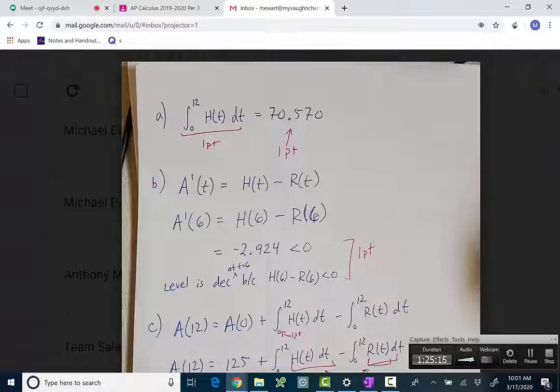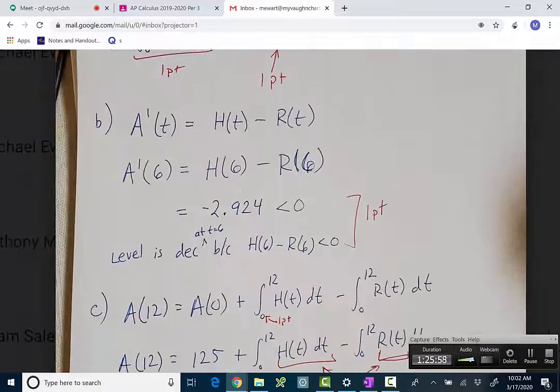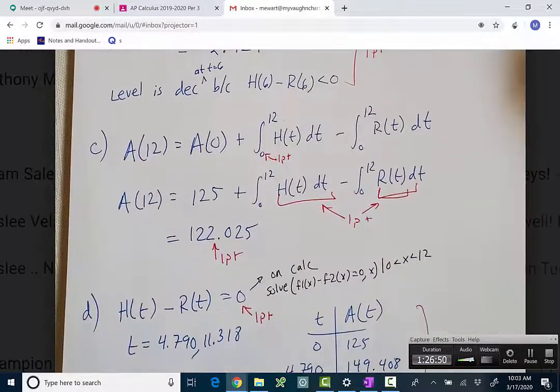Okay, second question. The first one was just the integral, right? So we just did the integral because it just wanted the amount entering. Then for part B, it wants to know is it increasing or decreasing, so we just plug in 6 and h of 6 minus r of 6, and we get a negative answer.